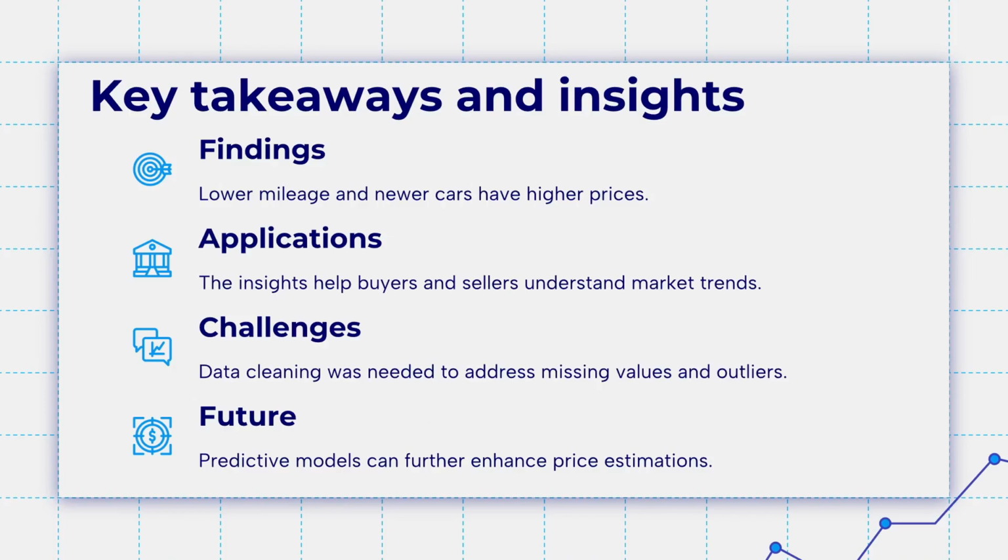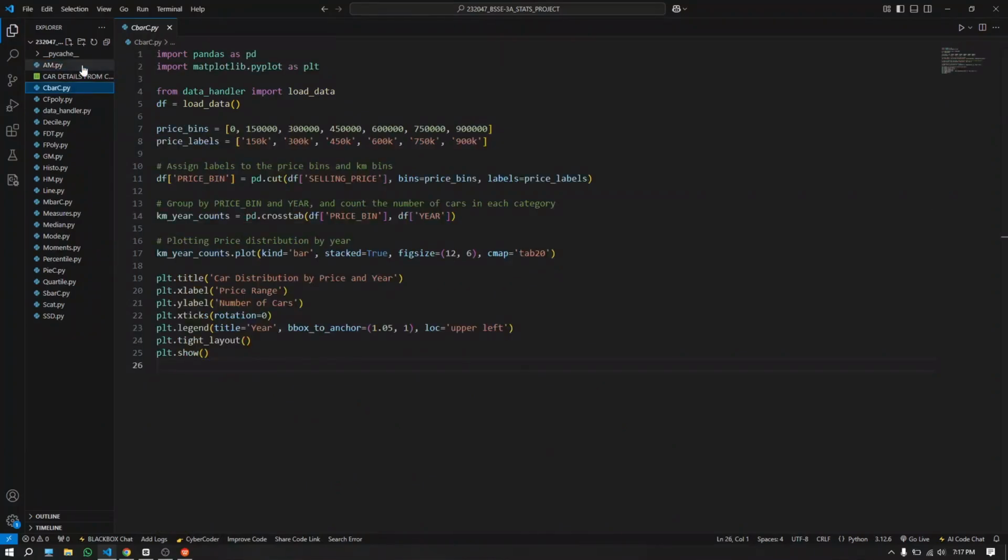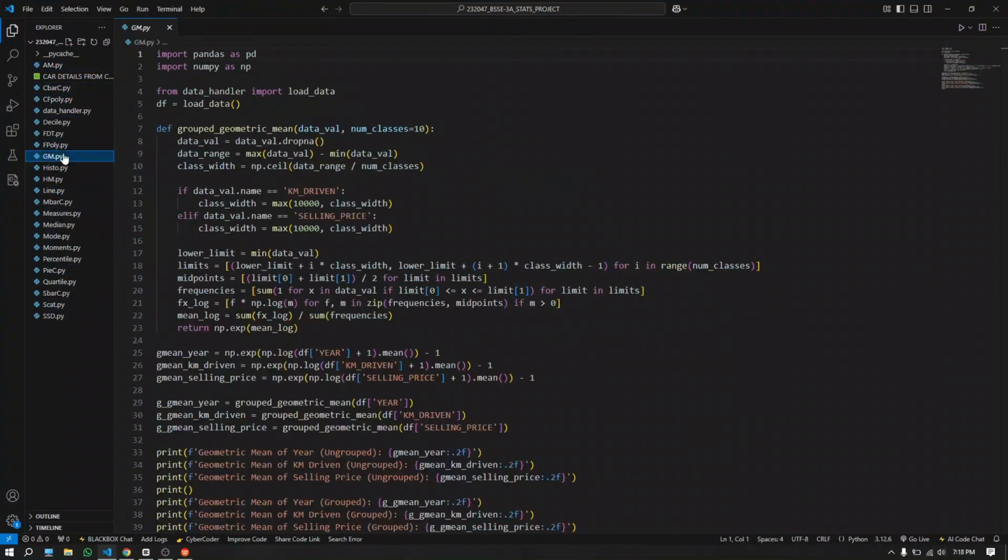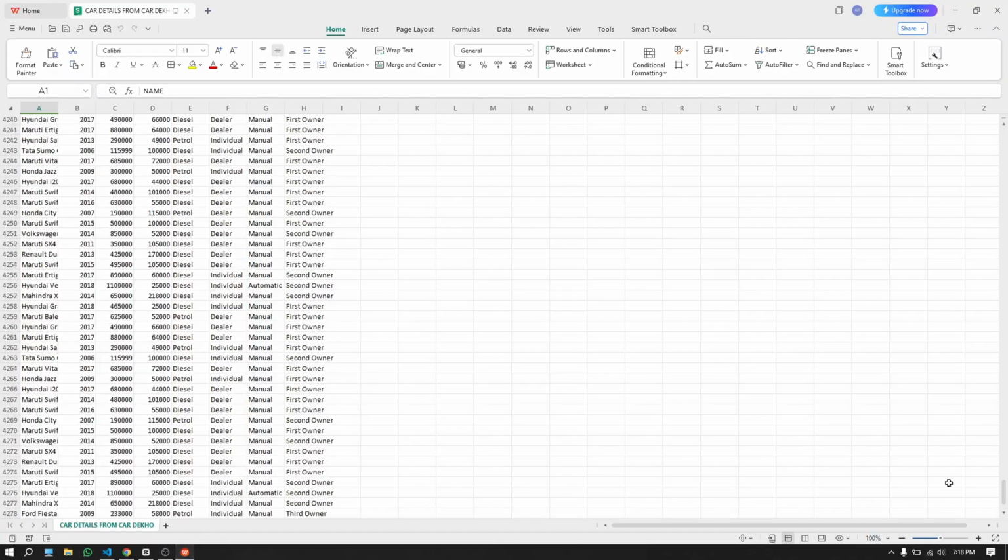Moving forward, predictive models could enhance our analysis, allowing us to estimate car prices based on specific features with even greater accuracy. This study not only provided a snapshot of the current market, but also laid the groundwork for future research.